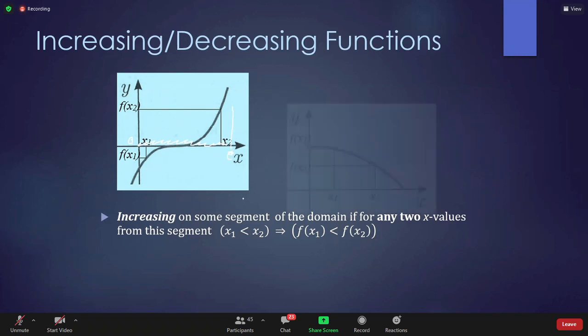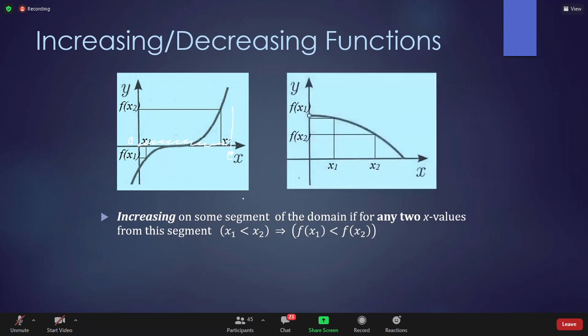And at the same time, the function could be decreasing, which means as x moves on in the positive direction, the function value, however, we see goes down. That means, in this case, x2 is greater than x1, we choose any two x values, and if the x value increases, the function value, however, decreases. The function value at the greater x value is less than the function value at the smaller x value.